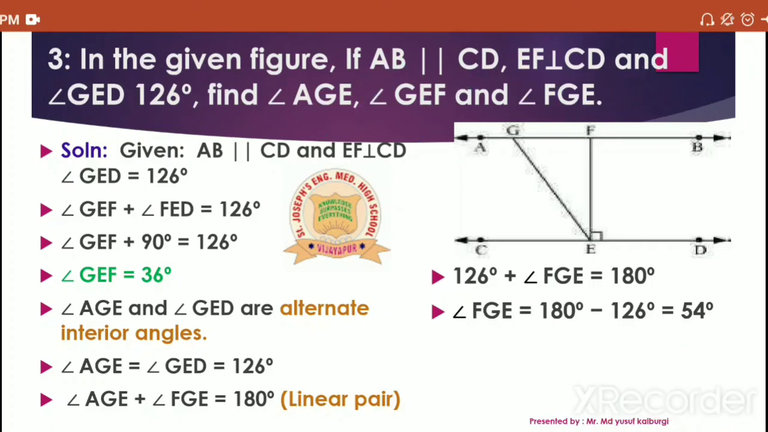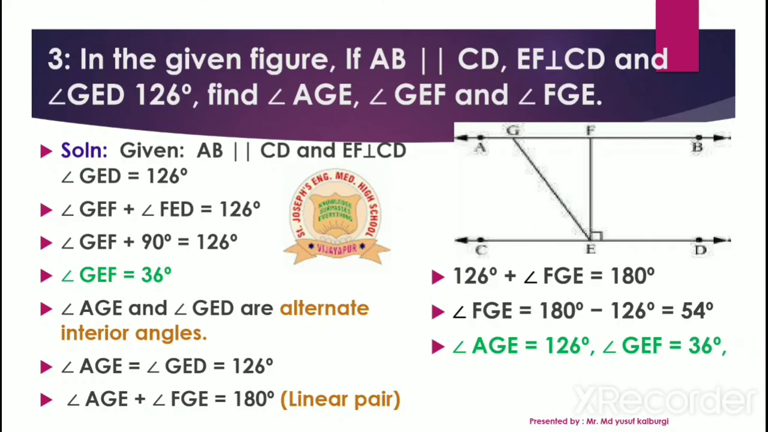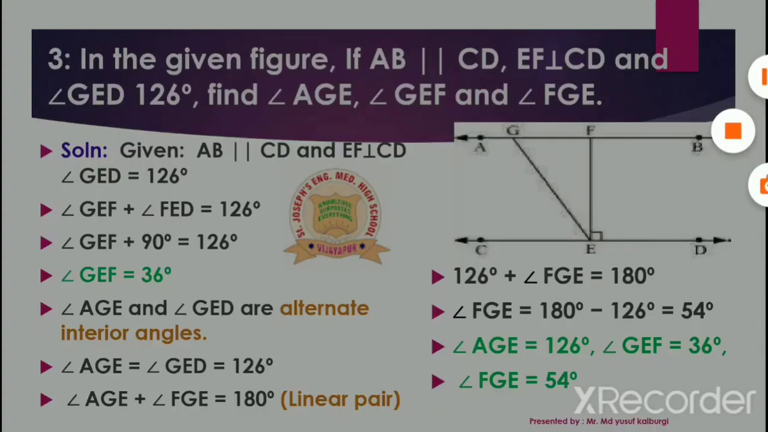Let us write that one. Angle AGE is equal to 126 degrees, GEF is equal to 36 degrees, and FGE is equal to 54 degrees. This completes the third question. Now the remaining questions we can solve in the next video.